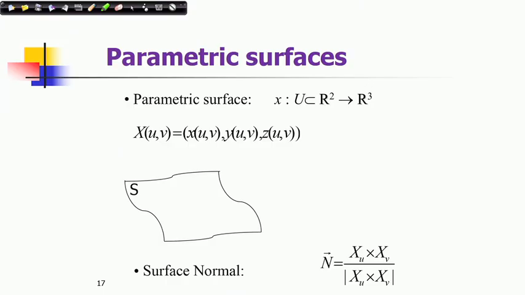Once again, the parameters may vary within certain finite ranges. So, you can consider mapping from a subset of real space to the 3-dimensional real space. And there the surface coordinate is represented by the x, y, z coordinate, and each one is a function of these two parameters u and v.